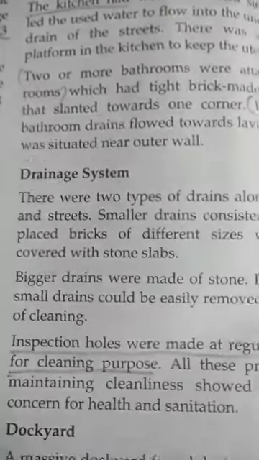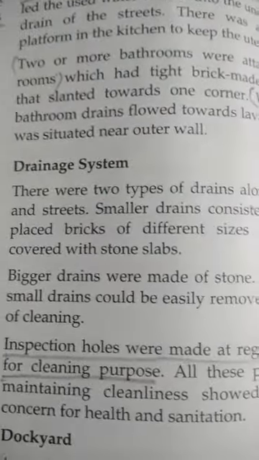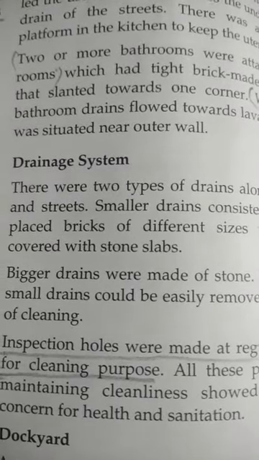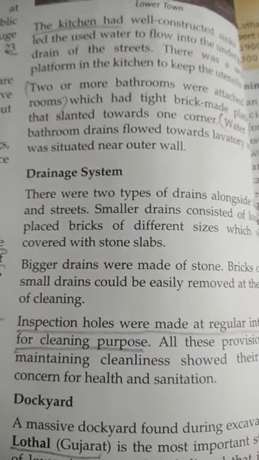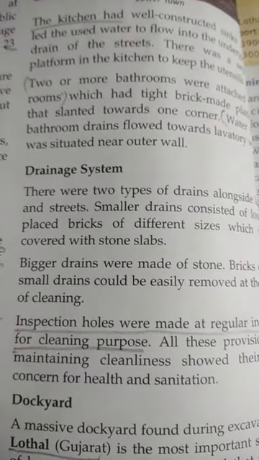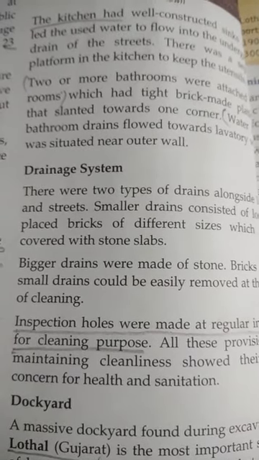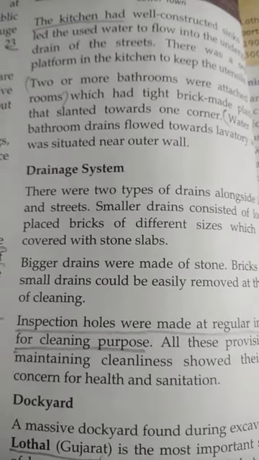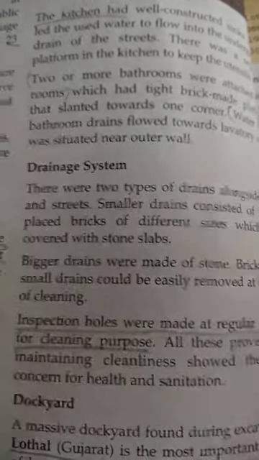Now come to the drainage system. There are 2 types of drains, smaller drains and bigger drains. Smaller drains are made of bricks and the bigger drains are made of stones. And big stone slabs are there to cover the drains. Each house's drains are connected with the drains of the roadside. On both sides of the roads, the drains were there.